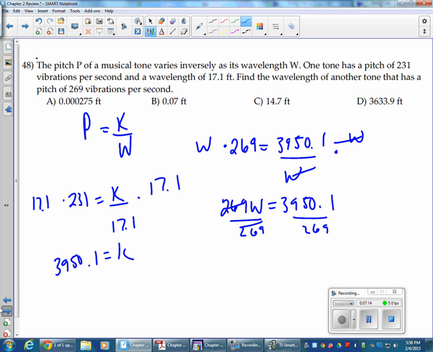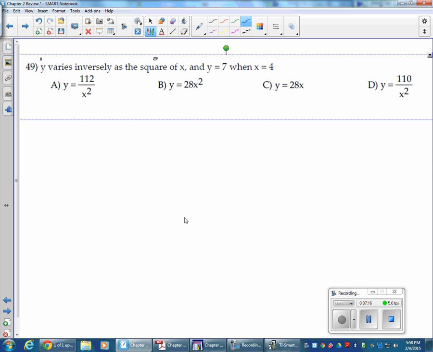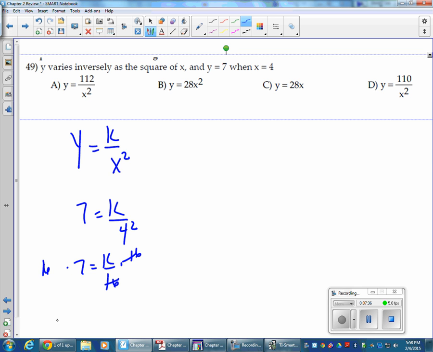All right, 2 more right quick. 49, y varies inversely as the square of x. So square of x would be x squared. Inversely means you divide. Y is 7 when x is 4. So that is k over 16. 4 squared is 16. Multiply both sides by 16 to solve for k. And 16 times 7 is 112. So k is 112. So I'll rewrite this problem, but instead of k, I put 112. So y equals 112 over x squared, which is A.